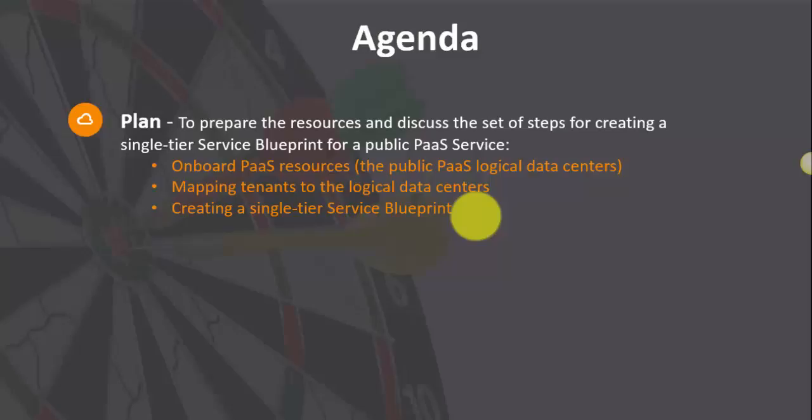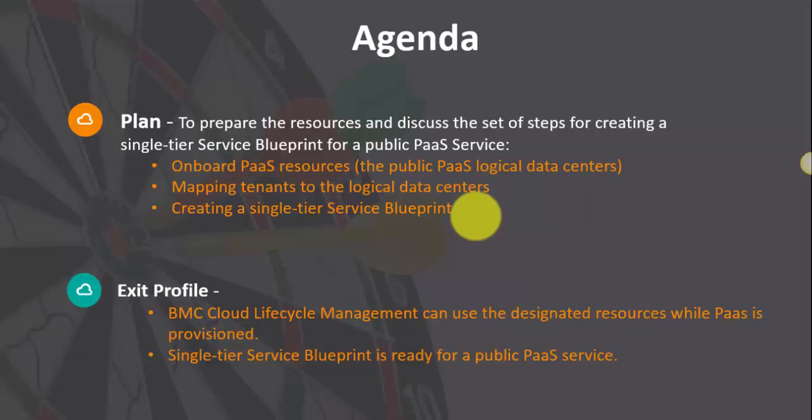The plan is to prepare the resources and discuss the set of steps for creating a single tier service blueprint for public PaaS services, which includes onboarding PaaS resources, mapping tenants to the logical data centers, and creating a single tier service blueprint. Once you're done with this configuration, BMC Cloud Lifecycle Management can use the designated resources while PaaS is provisioned. The single tier service blueprint will be ready for a public PaaS service.